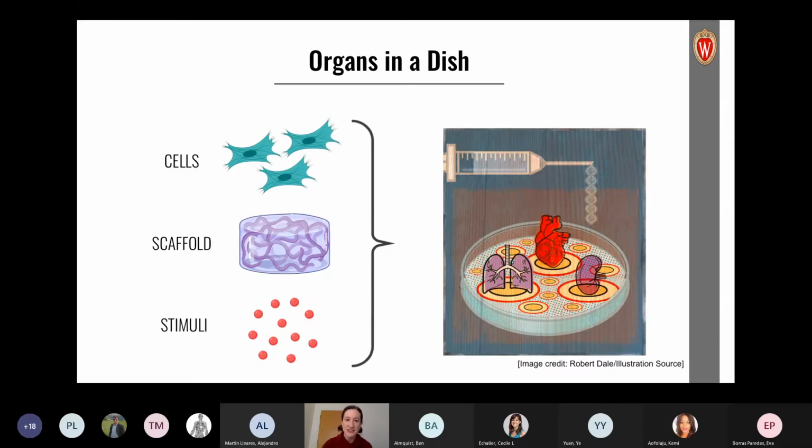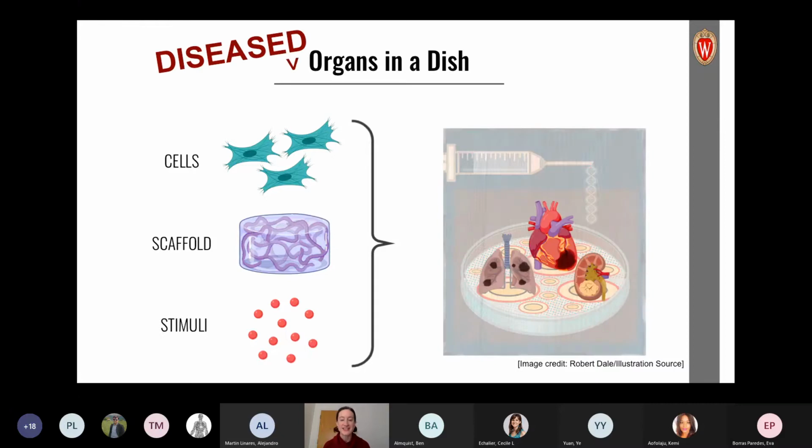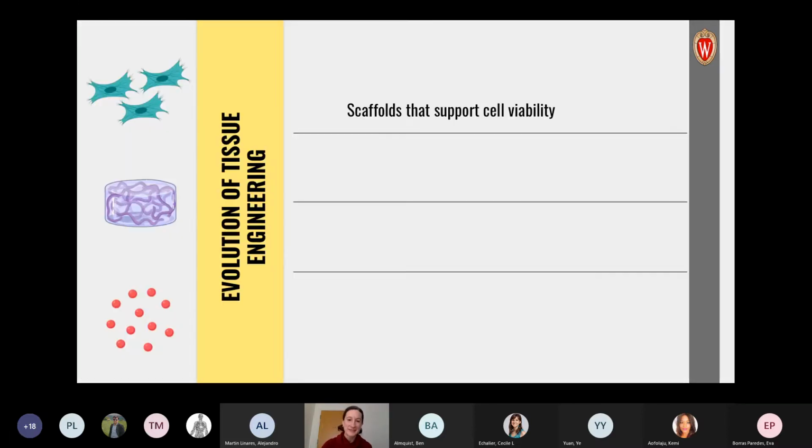But what we've transitioned to is actually diseased organs in a dish. So what my lab does is we combine the cells and the scaffolds and stimuli to make these terrible diseased-looking tissues, which you might be thinking, why would you want to do that? What use could that possibly be? I'll go through a little bit of how we arrived at wanting to make diseased tissues and talk a little bit about this evolution of tissue engineering.